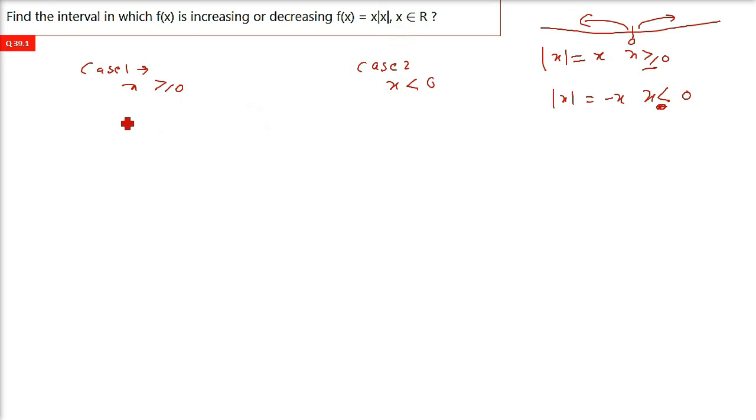When x is greater than or equal to 0, what are you going to get? Fx is x into, as I told you, modulus x will be positive here, x. So it will be x into x, that is x square. How about here? Fx will be what? X into modulus x. So x is less than 0.